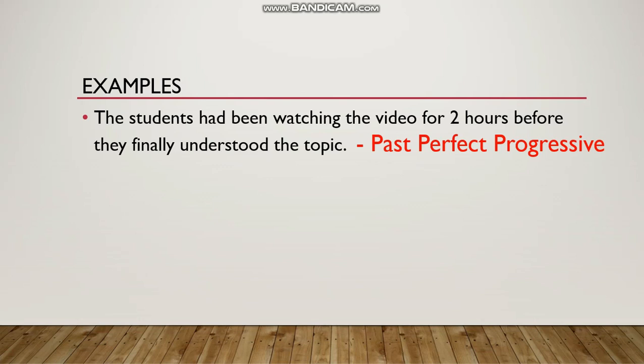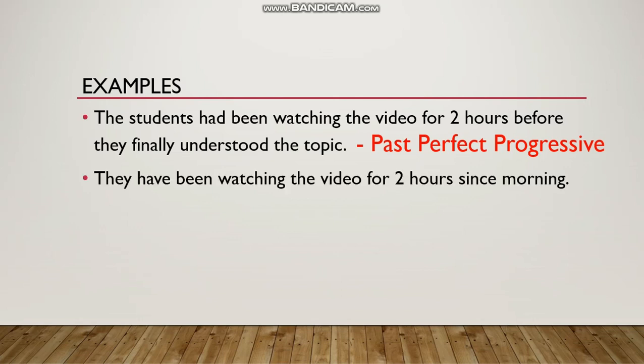Had been watching. Okay, had been plus the verb that ends with our main ingredient, the three letters ing. Had been watching. It's in the past because it used the word had, and it is perfect because it used the word been. Okay, had been.